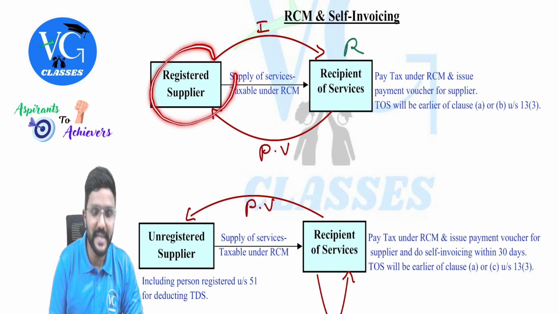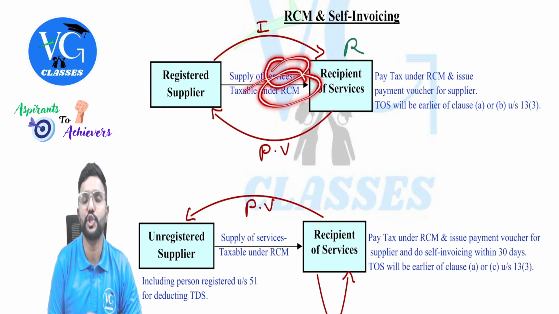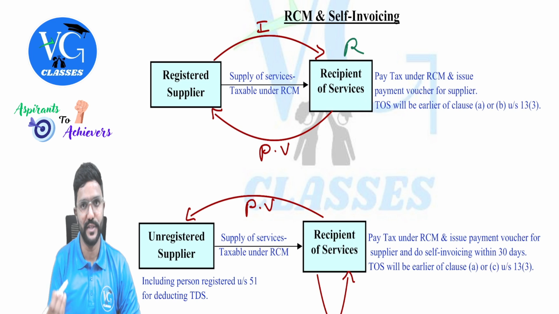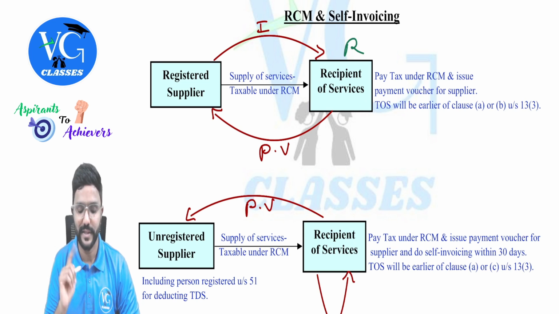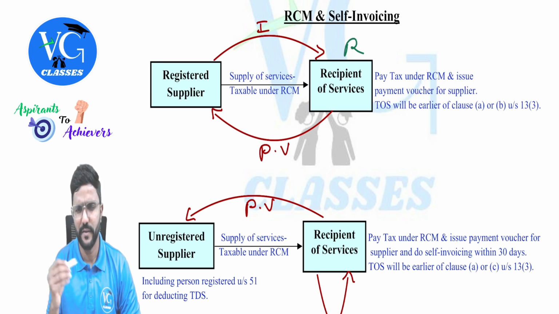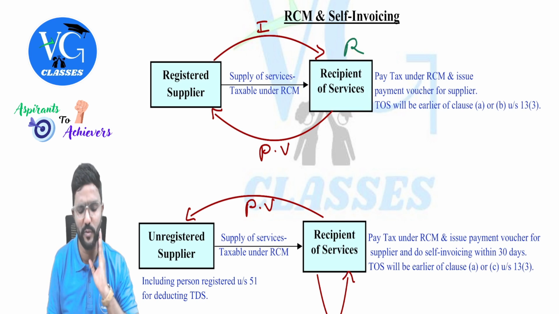Now assume the supplier is registered under GST and is supplying services which are taxable under reverse charge mechanism. In that case, the recipient has to pay tax himself. That's why it is RCM. So in that case, the supplier will supply the services, or even goods, and issue an invoice to the recipient, but it will not be a tax invoice because the supplier is not liable to pay GST. He will just issue a normal bill or invoice.